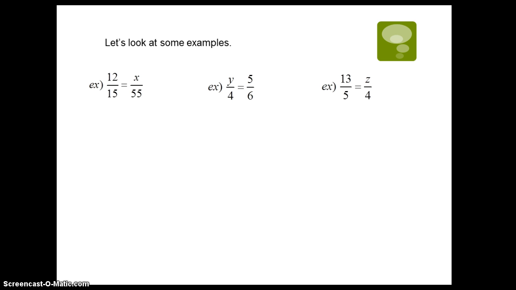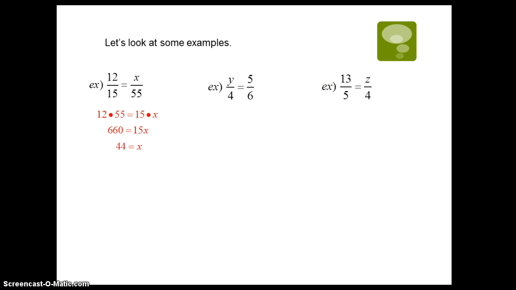Let's look at some basic examples. So we have two ratios, 12 to 15 and x over 55, and we want to know what the value of x will be to make those two equal or equivalent. So let's use cross products here. 12 times 55 and 15 times x gives me 660 equals 15x, and then by dividing both sides by 15, I get x is 44. So 44 substituted in for x would make those two ratios equivalent.